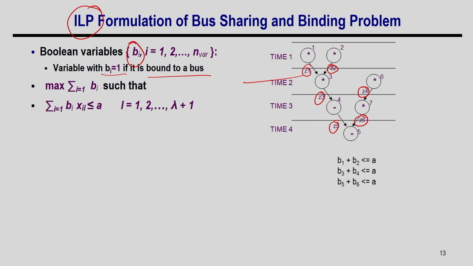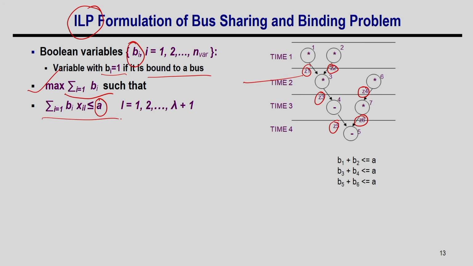What I want to do is similar to the port binding problem: I want to identify the maximum number of such variables mapped to a fixed number of buses. I am given a fixed number of buses A, and I want to maximize the value of bi, such that the maximum number of variables can be mapped to the fixed number of buses. So, I want to maximize my score bi. If bi equals 1, that means the variable is bound to these buses. So, if the summation of bi is maximum, I am maximizing the mapping of variables to this fixed number of buses, but there should be some constraint.